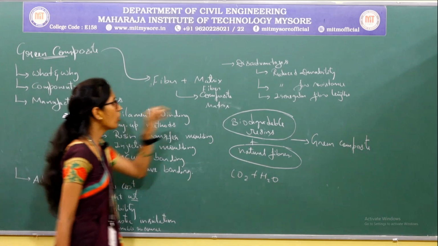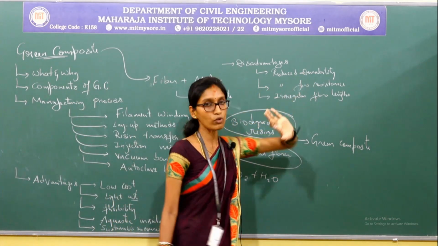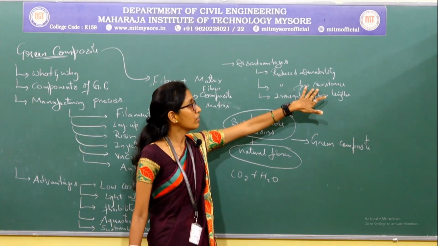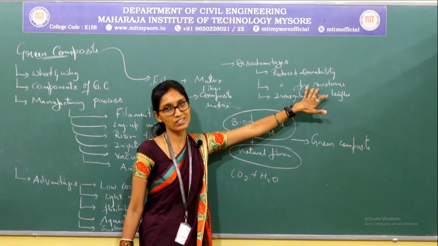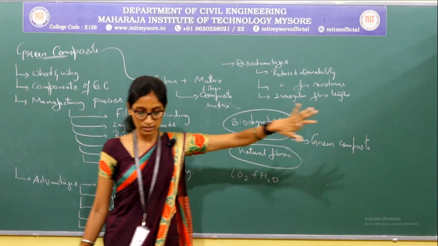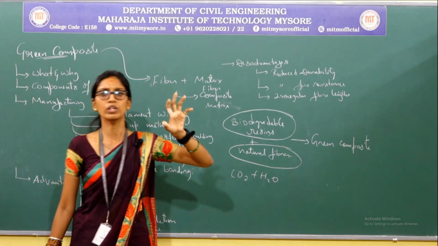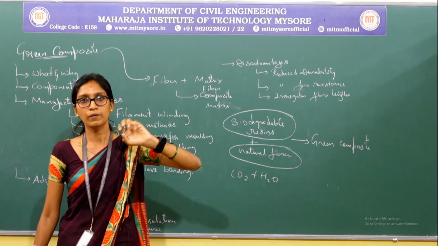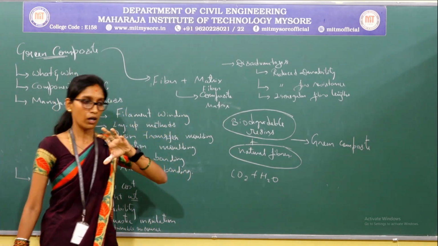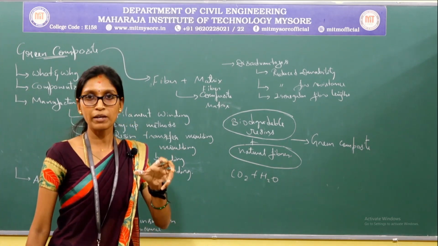Now let's see what the disadvantages of the green composite are. They have a reduced durability. Next, they have a reduced fire resistance. At the same time, they have an irregular fiber length, which I told you while I was explaining the layup method, where unidirectional, bidirectional, multidirectional fibers can be used, and these fibers won't have a regular dimension.